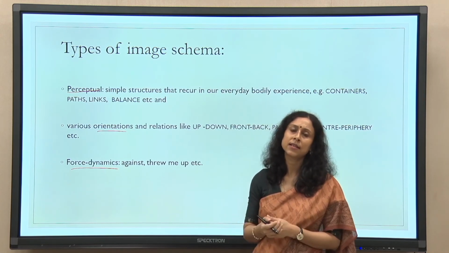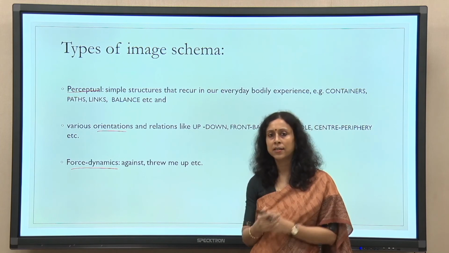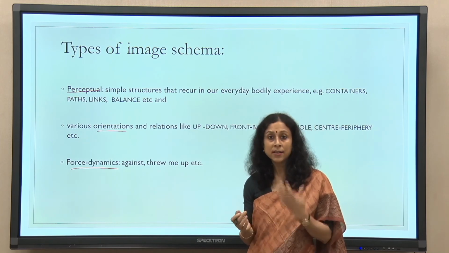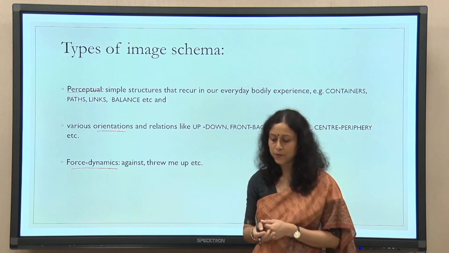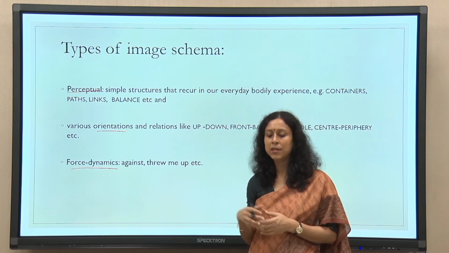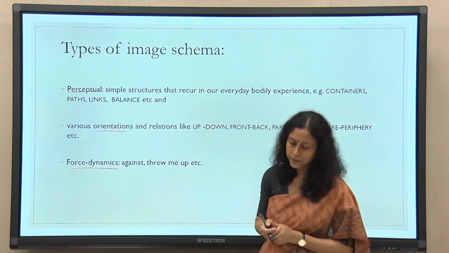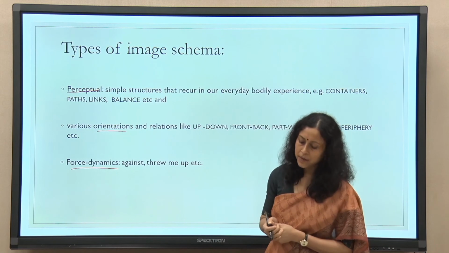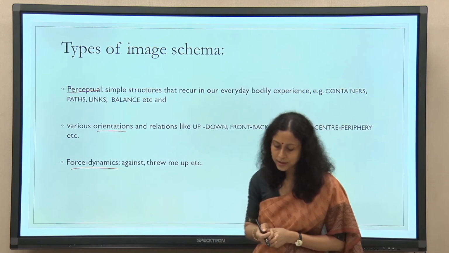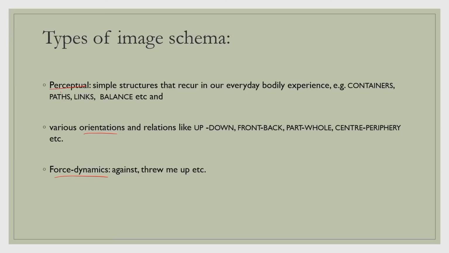Similarly, we also understand things like emotions are in the heart. I have anger in me, my mind has memories, and so on and so forth. One thing containing another. Similarly, we have the idea of paths and links and balance and so on. So, perceptual understanding of various experiences can be grouped together in the type called perceptual type, and then there are various kinds of orientation and relation like front, back, part, whole, center, periphery and so on.